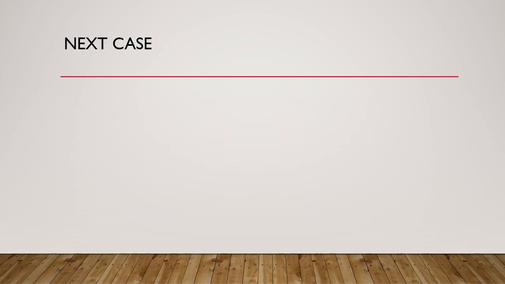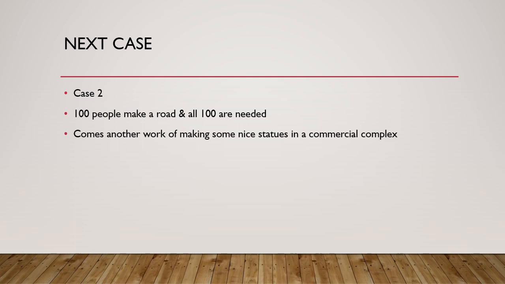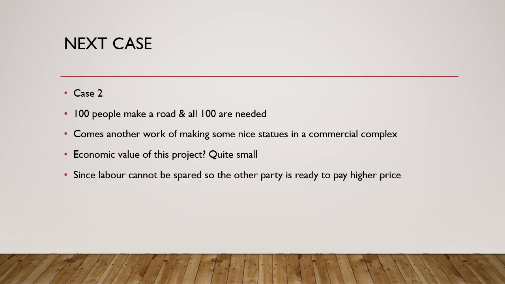The same example, but tweak the scenario a little bit. In this case, all 100 people are needed to make the road, and contractor B again approaches contractor A to get 10 workers. However, this time contractor A declines to give workers to contractor B, as all are needed to complete the road. Hence, contractor B offers to pay 1.5 times the wages to the laborers. That means inflation has increased in the economy, since the wages of the laborers have gone up.